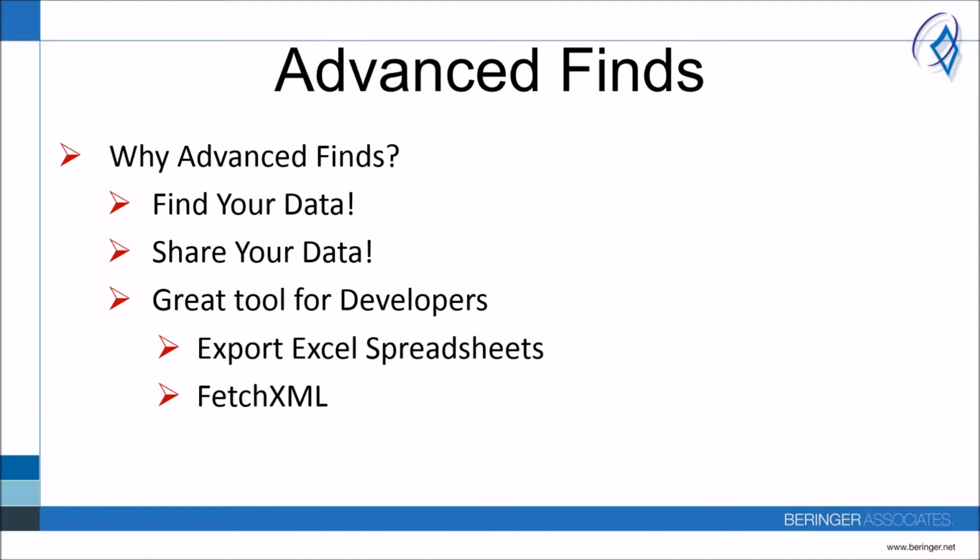So why advanced finds? You'll actually be able to narrow down the data you want to find. Some of the native views in CRM include maybe active accounts. Maybe you don't want to see all the active accounts. Maybe you just want to see a specific portion of them. A lot of our clients actually have a lot of account data, so I imagine it would be pretty hard to sort through all of that yourself without using an advanced find.